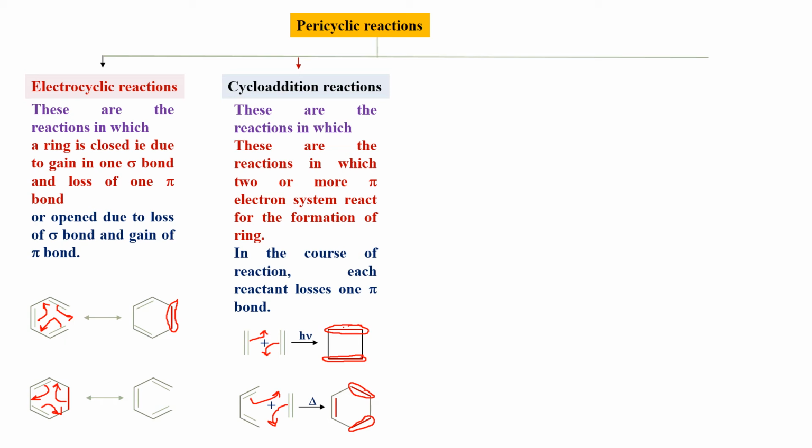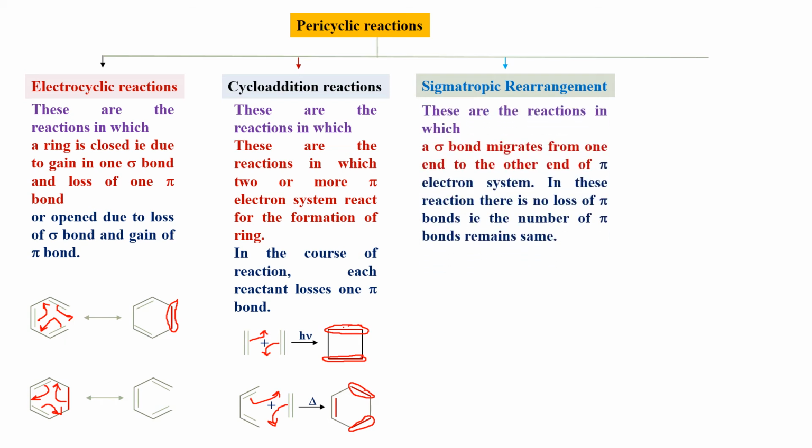A double bond has been created between these two carbon atoms as a cyclic shift. So this is another example of cycloaddition reactions. Now we come to the third type of pericyclic reaction. This is known as sigmatropic rearrangement. Rearrangement of the molecule is there. In such types of reactions, there is no loss of pi bond.